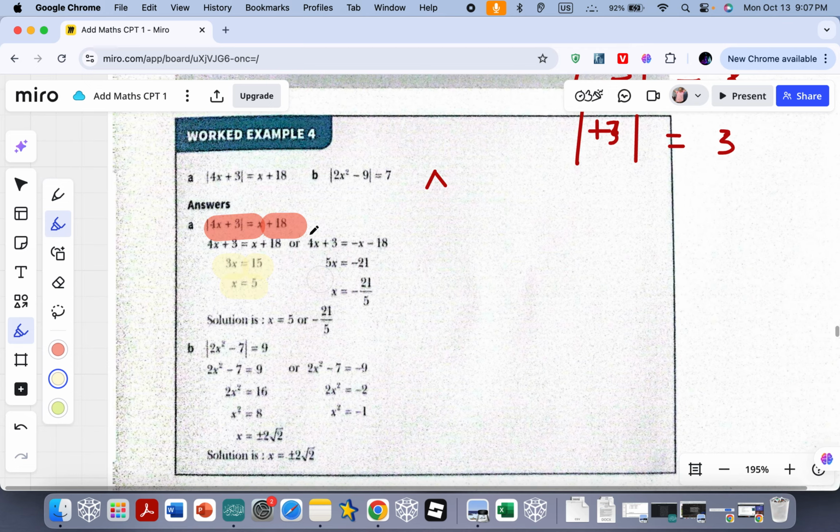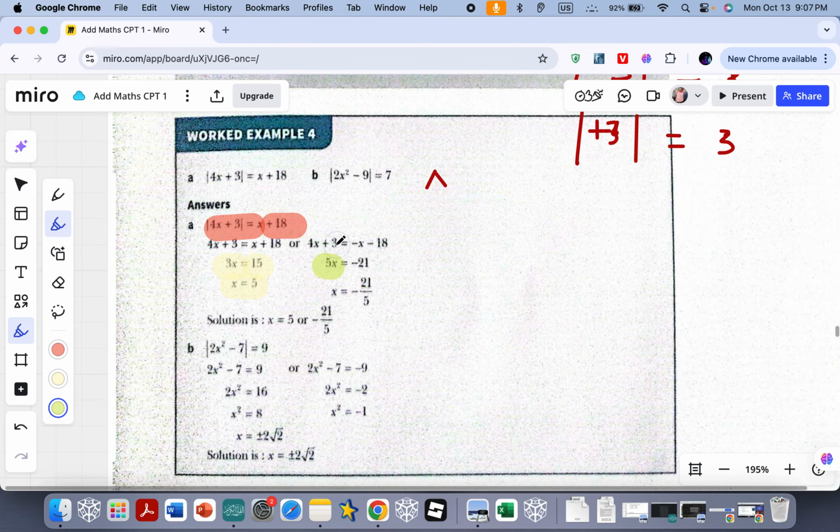Now, remember, because it's a modulus, you're going to do equal to plus x plus 18, and you're also going to do the same for x plus 3. You're going to equate it to minus 8 minus 18. So you bring this minus x to this side. It's going to be positive x. So 4x, if you bring this one to the left, it becomes 4x plus x. That's how we got this 5x.